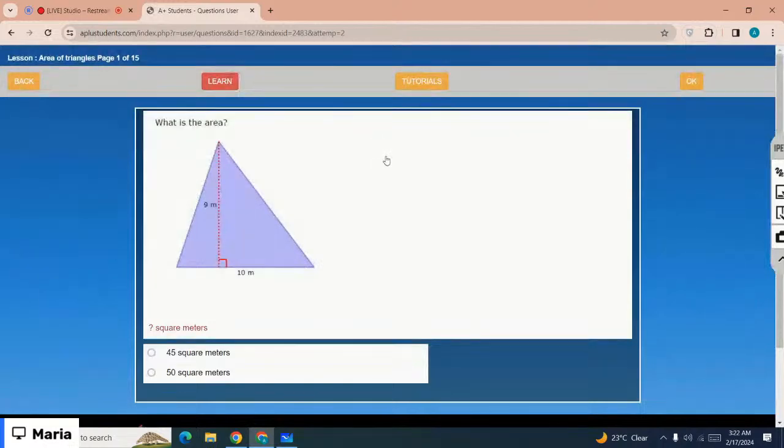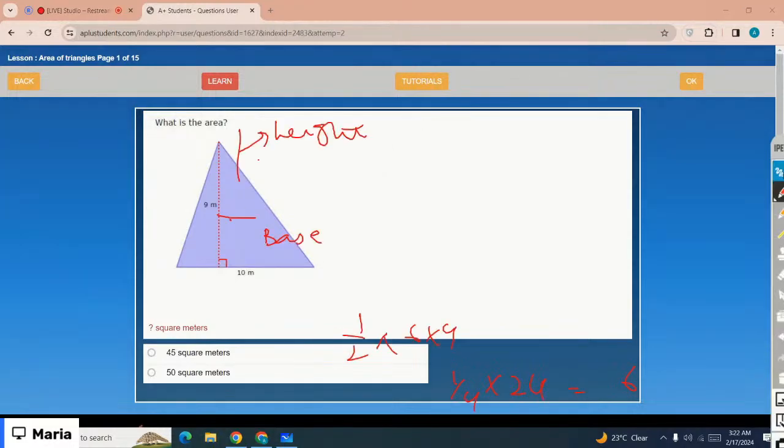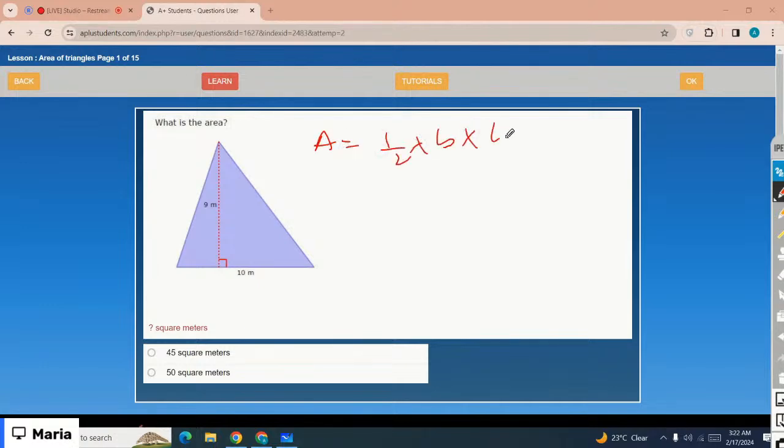Okay, what is the area? You are given the triangle, you need to calculate the area of the triangle. So whenever you have to calculate the area of a triangle, you must use the formula, that is area equals half times base times height, right?